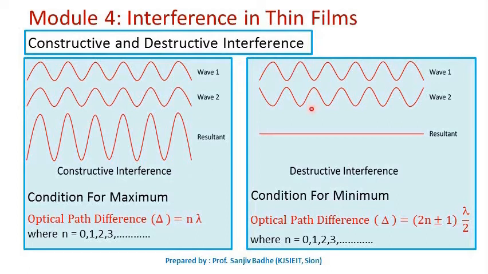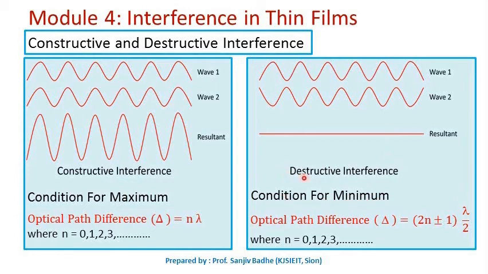When the two waves meet each other out of phase, that means trough falls on crest and crest falls on trough, then the two waves will cancel each other's effect and in the resultant the amplitude is 0. This is called destructive interference. The two waves cancel each other's effect, and 0 amplitude means 0 intensity, and therefore destructive interference will give rise to a dark region or a minimum.